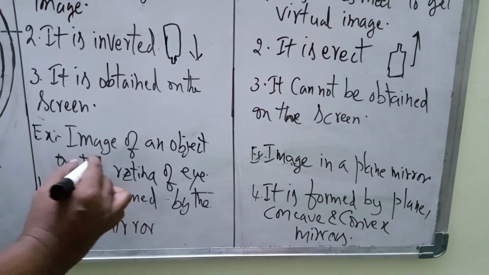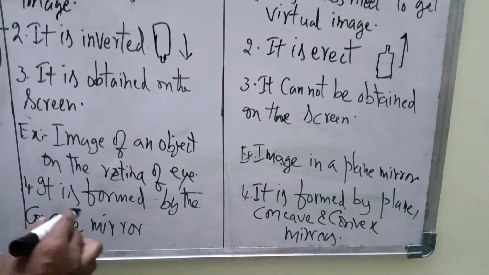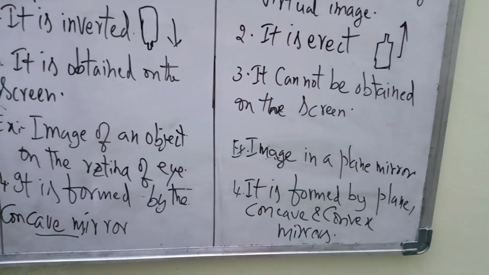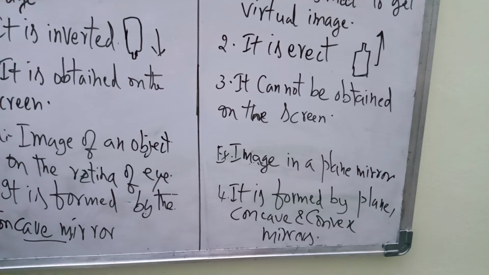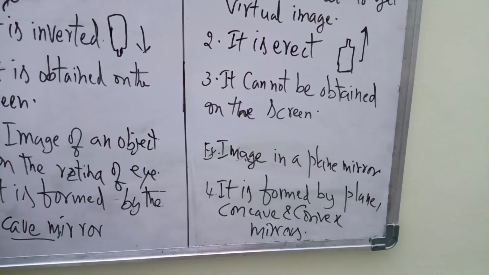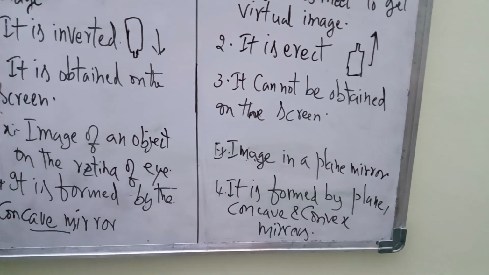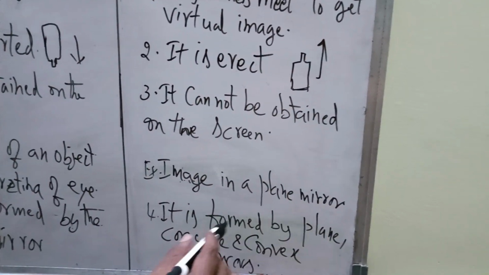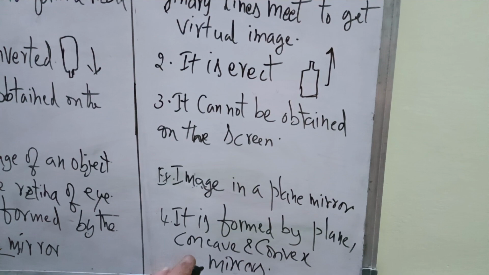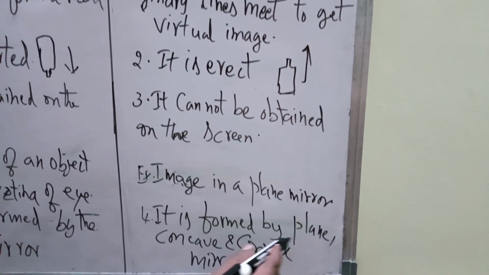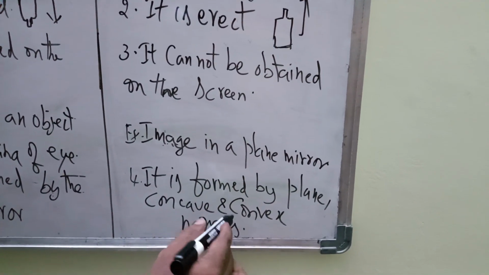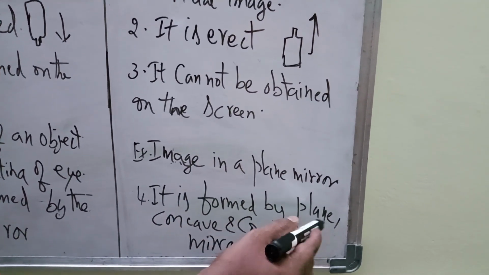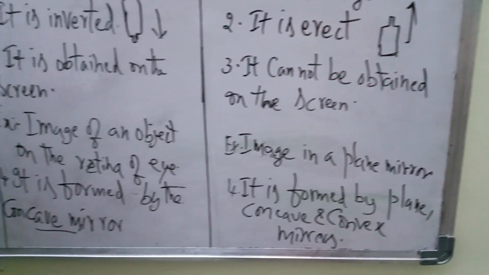So that is the example of the image of an object on the retina of the eye, and the fourth one is that it is formed by the concave mirror. Real images are formed by the concave mirror, and of course virtual images are also formed by the concave mirror based on the focus. The image in a plane mirror is an example of a virtual image. Virtual images are formed by plane, concave and convex mirrors.